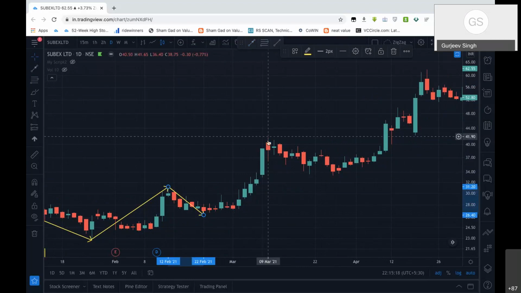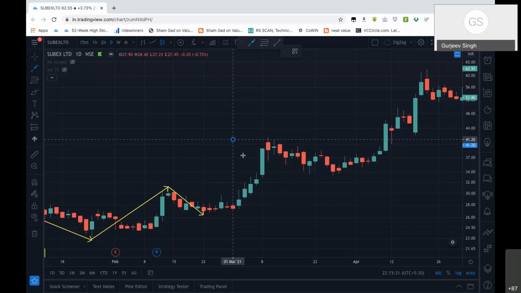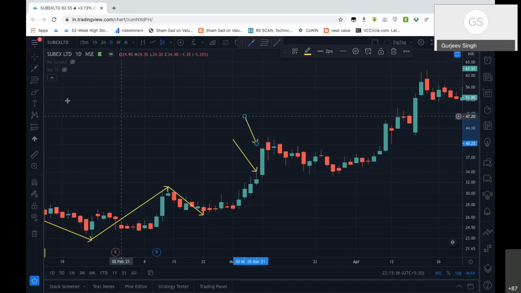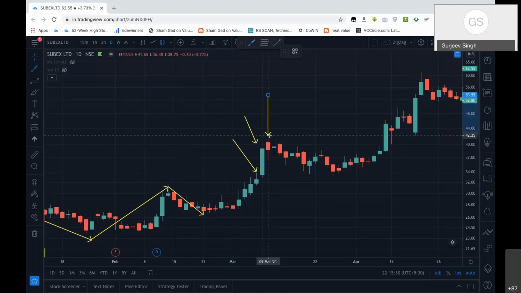So is this a valid point? This one where the arrow is? Sure, again, don't rush. Is this a valid point? Let us check. This is my 1. This is my 2. This is my 3. Okay, this is inside, this is inside. This is my 4. This is not going below this. Ignore this, and this is my 5.